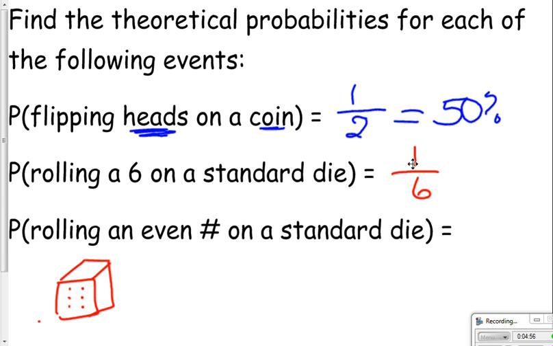Okay, so 1 out of 6 would be the probability of rolling a 6 on a die. 6 because there's 6 sides, 1 because there's 6. The next one says rolling an even number on the standard die.